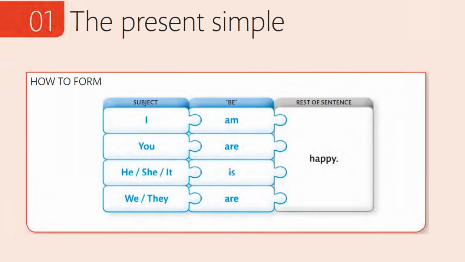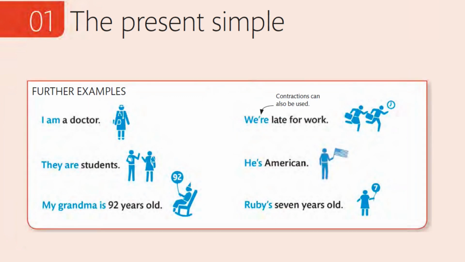How to form. I am happy. You are happy. He, she, it is happy. We, they are happy. Further examples. I am a doctor. We're late for work. Contractions can also be used.